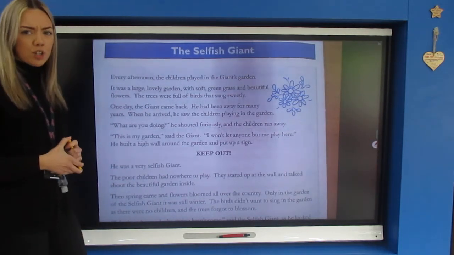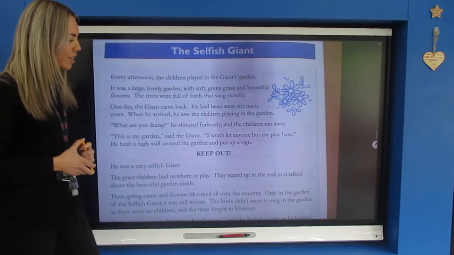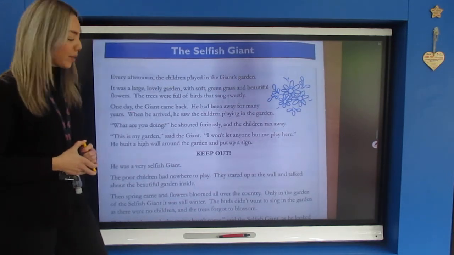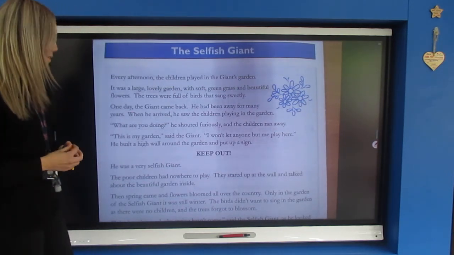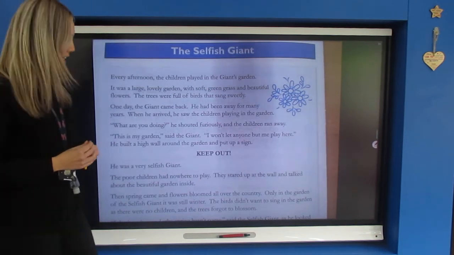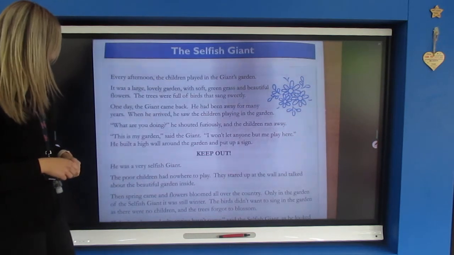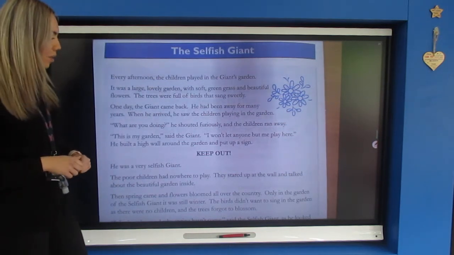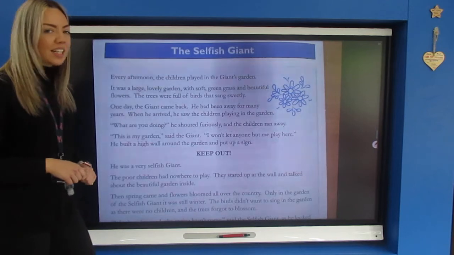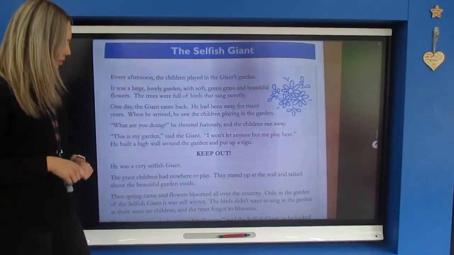"What are you doing?" he shouted furiously, and the children ran away. "This is my garden," said the giant. "I won't let anyone but me play here." He built a high wall around the garden and put up a sign, "Keep out."